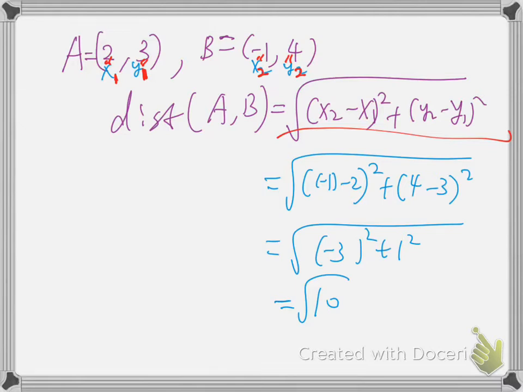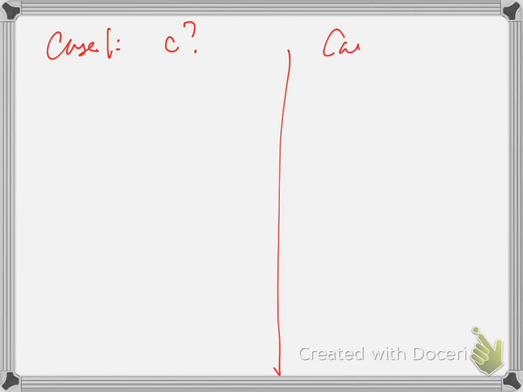Now let's look at two cases of right triangle questions. Case 1, we want to find C. Case 2, we want to find A or B. There are 3 sides in the triangle, and you are given 2 of them. So this is a case 1 example.